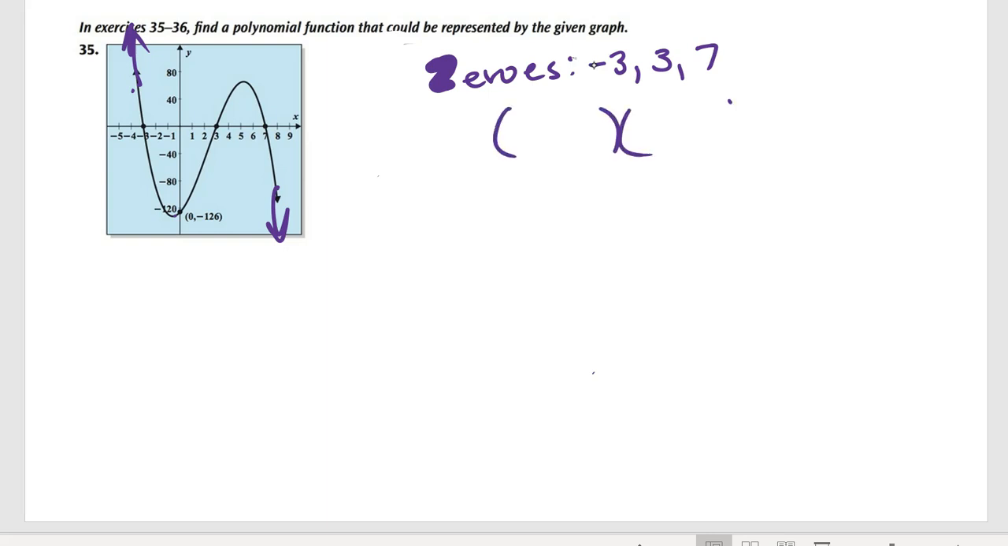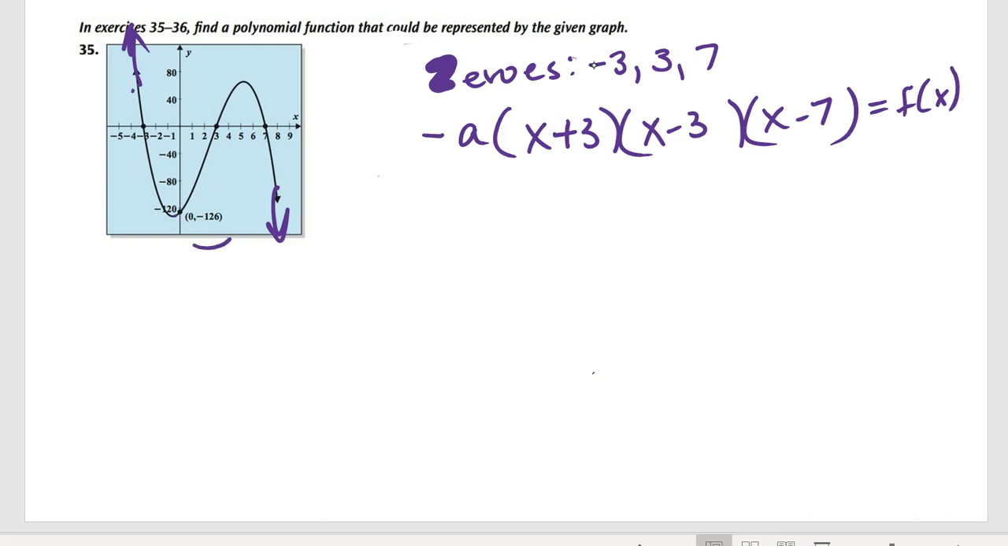So using the zeros, I can make my factors be x plus 3, because if I set that equal to 0, it would give me -3. x minus 3, because if I set that equal to 0, it would give me 3, and then x minus 7. That's how I use my clue of my zeros. Now I put a -a in the front, because I'm not sure what the coefficient is. I just know that it's negative.